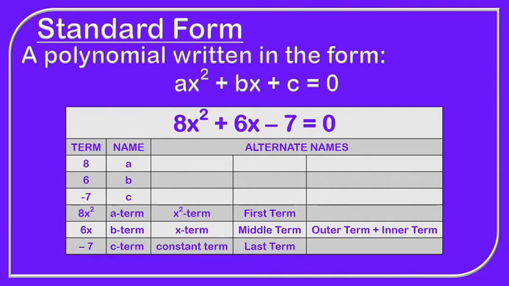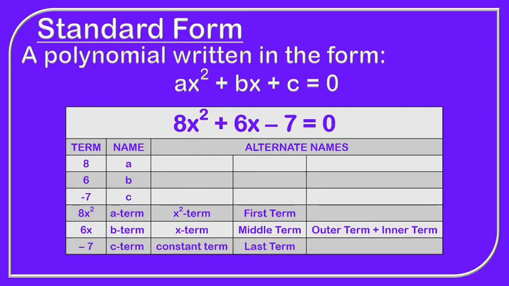The first thing that I talk about a lot are A, B, and C. What are A, B, and C when you look at an equation in standard form? Standard form is ax squared plus bx plus c equals 0. In my example, I have 8x squared plus 6x minus 7 equals 0. So the A term is 8. That's just the number that comes in front of the x squared.